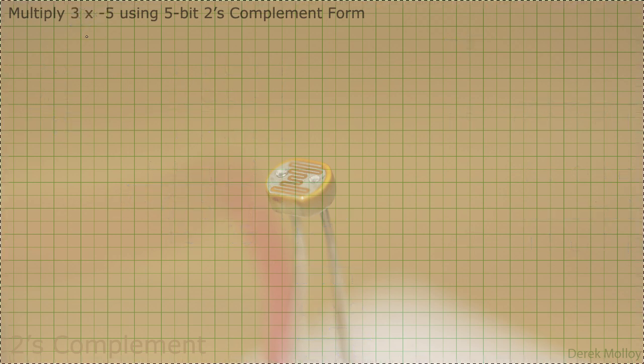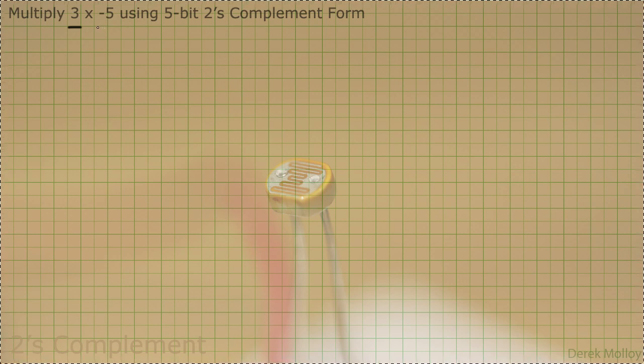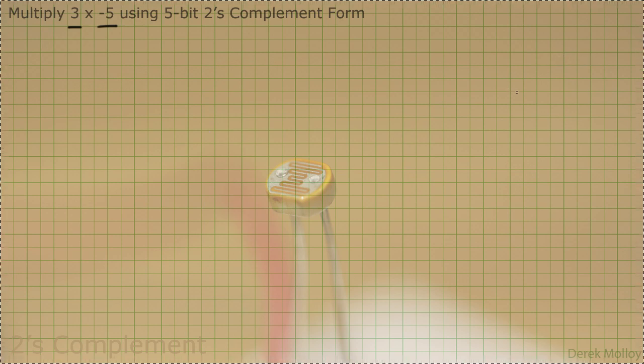So if we want to check that this is commutative and we want to reverse the operation, instead of minus 5 times 3, we do 3 times minus 5. We still have to go through the same steps. So we need to find out, we're still using 5-bit 2's complement. So again, we need to find out what is the value of minus 5.